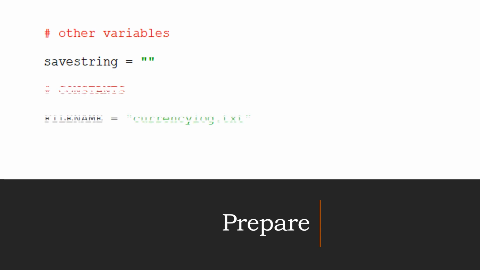So let me also create a constant to record the name of my text file. I just chose currency log. It can literally be any name you want. I would save it as .txt, and the reason that I'm doing that at the top of my file is so that if I decide to change my file name, I only need to change it in one place in the file. You can use any names that you want here.